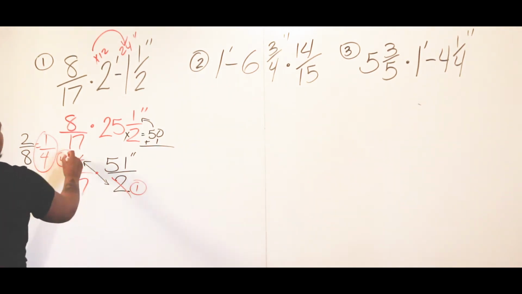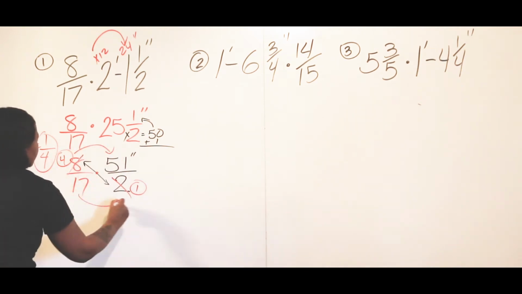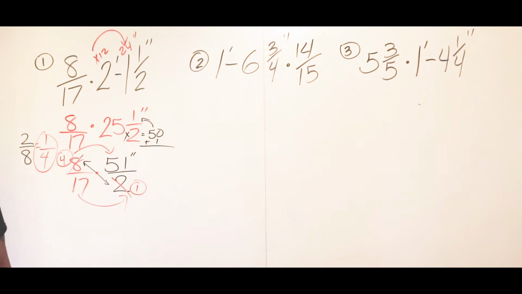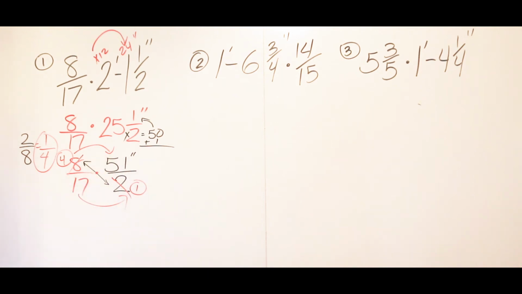Can you just multiply 8 times 51? Multiply these two numerators and multiply the denominators? Yes, you can, but it's going to give you these humongous numbers. And just to make it simple, we want to reduce, cross-reduce before we start multiplying. So we cross-reduced here. Can we cross-reduce 17 and 51?